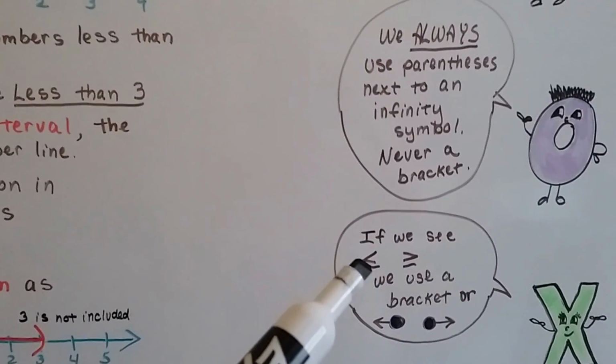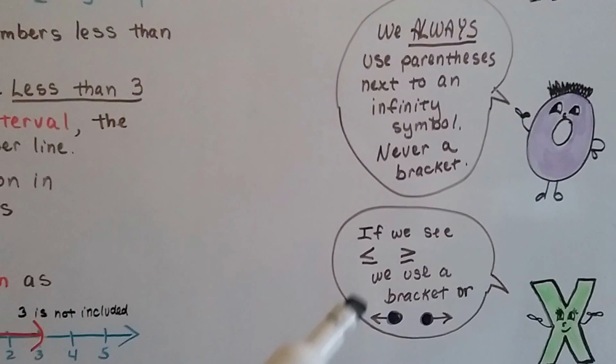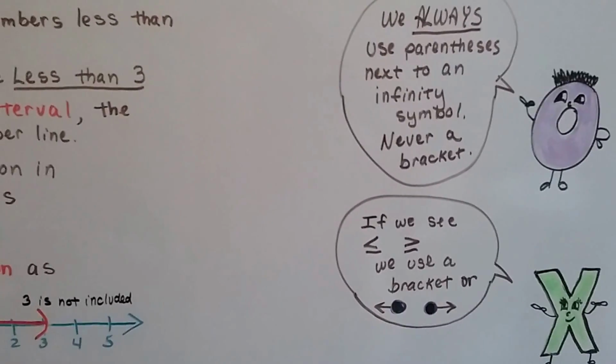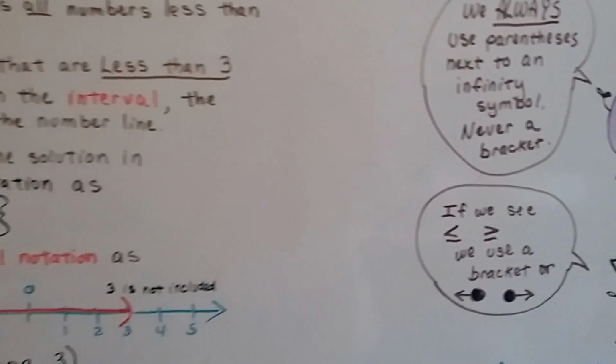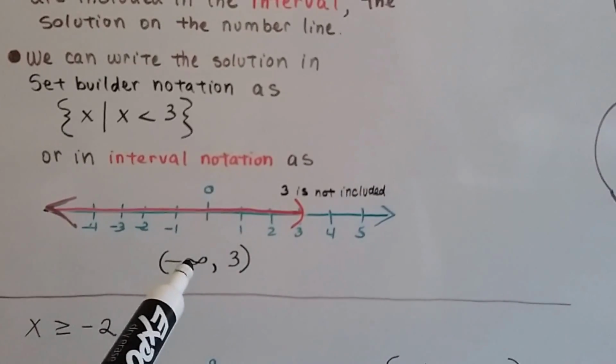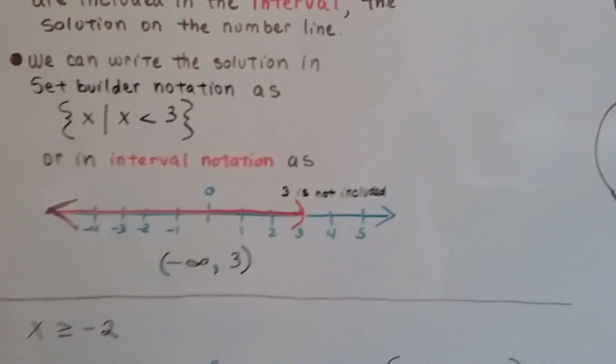And if we see or equal to, we know right away that we're going to use a bracket because if it's equal to it, it includes it, and that would also be a filled-in dot, wouldn't it? Now, there's no such number as negative infinity, but we use this to show that it's going on forever into the negatives. See?